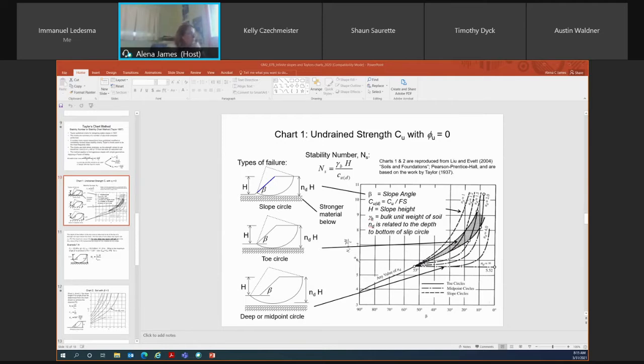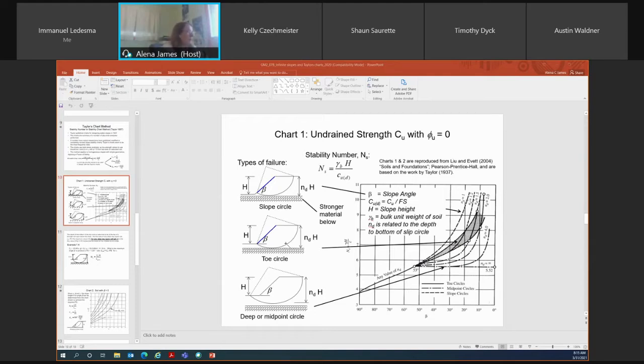You can also have a toe circle. What a toe circle means is that your slip surface daylights at the toe of your slope. You'll see here that my blue line extends a little bit longer from the top of the slope to the base of the slope along that slope face. And it just means that my slip surface daylights at the toe of the slope.